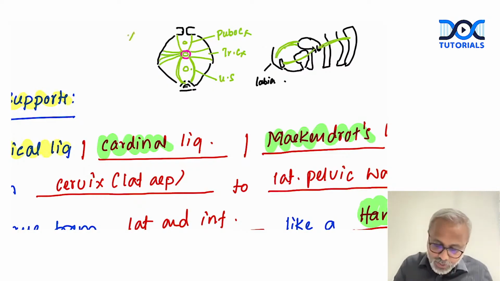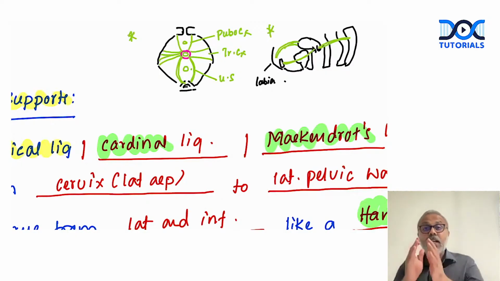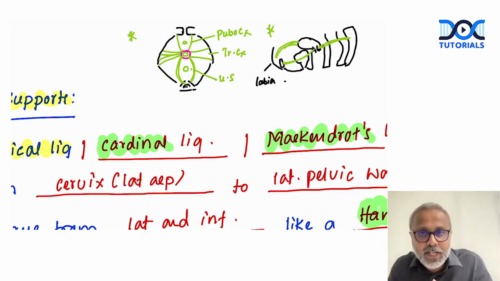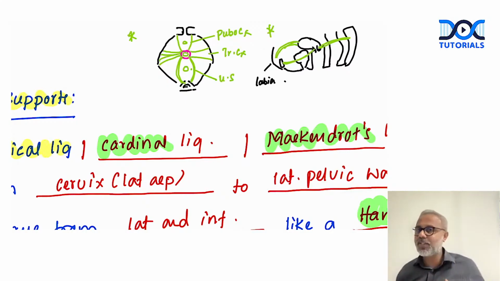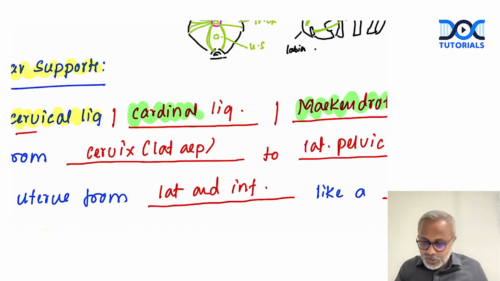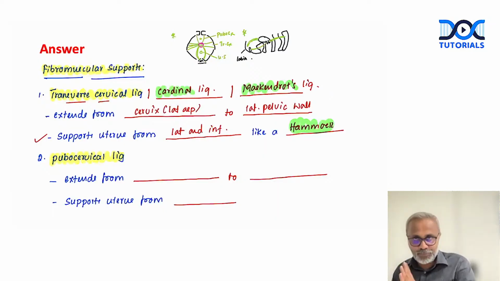These two diagrams are a must, because of all the supports apart from the pelvic diaphragm, the ligamentous supports are the ones which actually prevent the prolapse of the uterus. Fine. So this you must write. Are we clear? So this is how you should explain it. The transverse cervical ligament, also called the cardinal ligament or Mackenrodt's ligament, extends from the lateral aspect of the cervix to the lateral pelvic wall, and supports the uterus from the lateral and inferior aspect like a hammock. Done. This is how you write it.